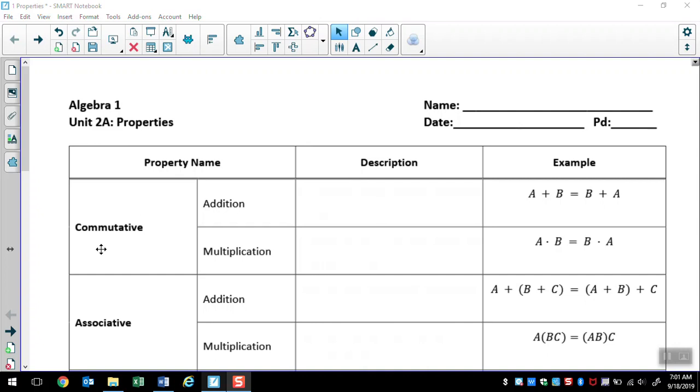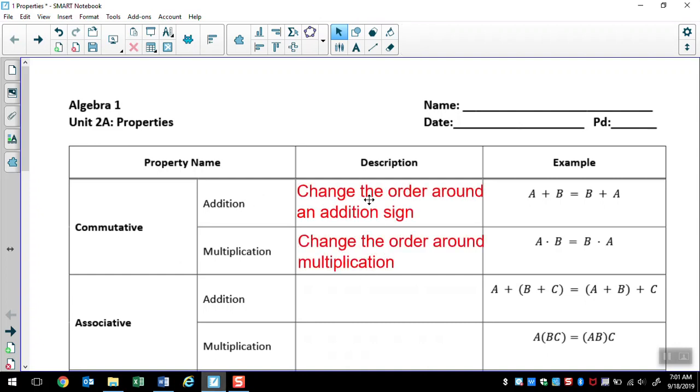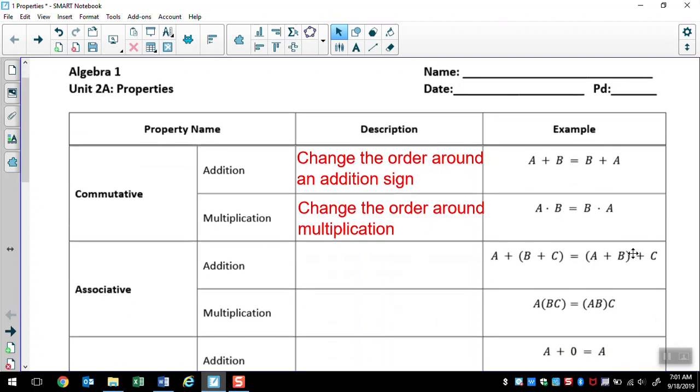All right, so first we have commutative property, and commutative property can be split up over addition and multiplication. So the basis of commutative property is that we can change the order. So we can change the order around an addition sign, or we can change the order around a multiplication sign. Order doesn't really matter. So I can do A plus B or B plus A. I can do A times B, or I can do B times A, and I'll get the same answer.